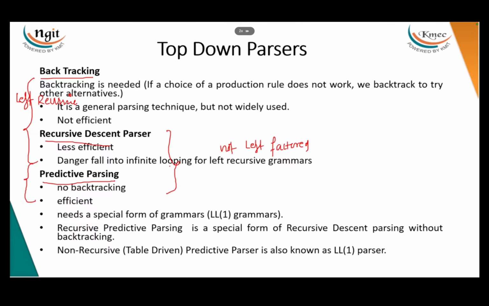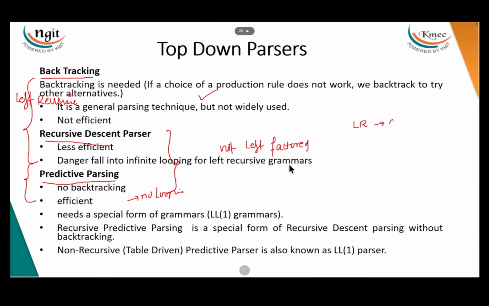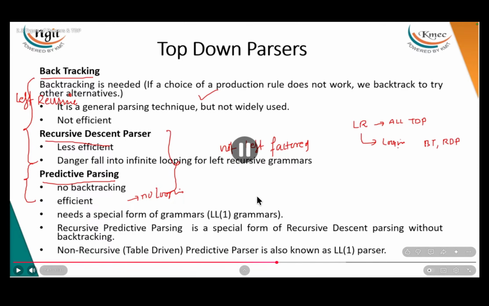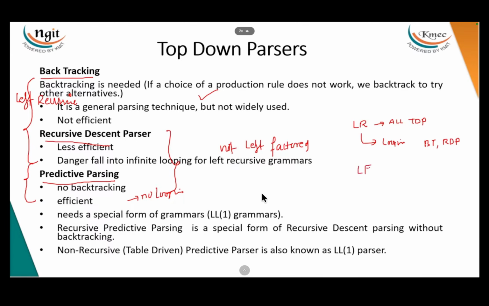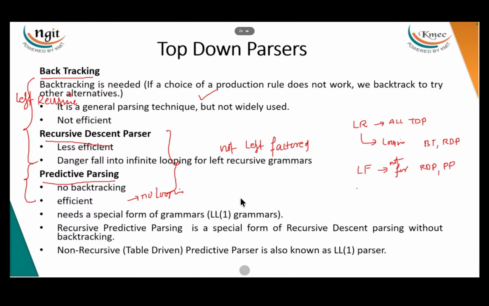And predictive parsers are most widely used as there is no backtracking, and they are widely used as it is non-recursive and there is no problem with infinite looping. Even though it is not suitable for left recursive, these two parsers fall into infinite looping, but this one is also not suitable for left recursion, yet there is no looping. Of course, I'll give an explanation for all. The left factored grammars are not suitable here, but backtracking can deal with the left factored grammar. Right? You can say like this: left recursion is not suitable for any top-down approach, but gives an infinite looping for backtracking and recursive descent parser. But when it comes to the left factored grammar, it is not suitable for recursive descent parser and predictive parser, but no problem with backtracking, right?